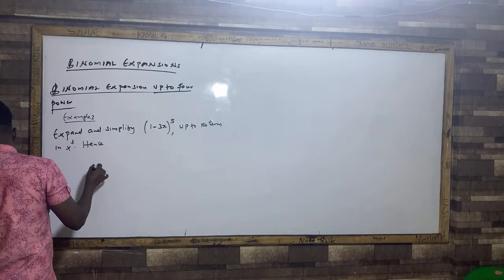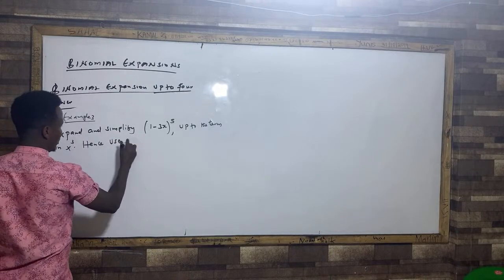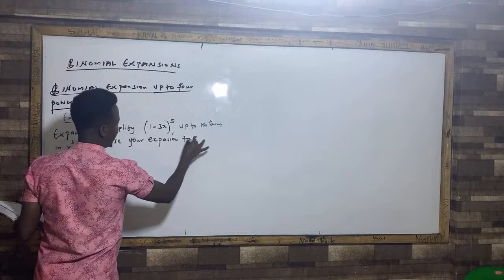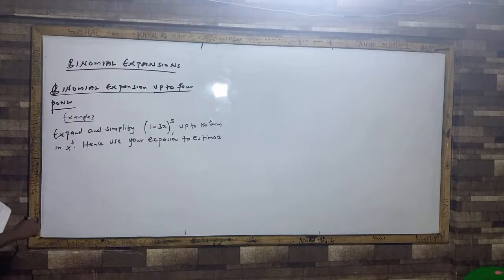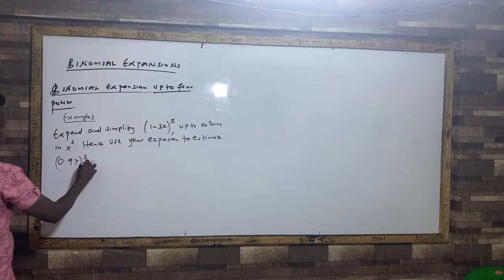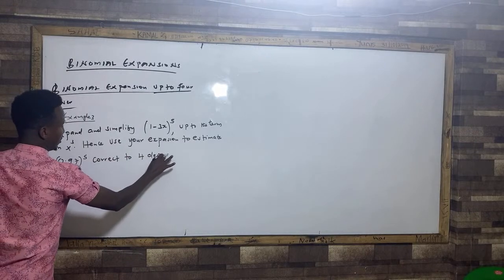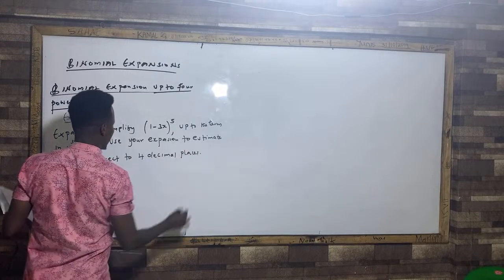Hence, use your expansion to estimate 0.97 to the power of 5, correct to 4 decimal places.